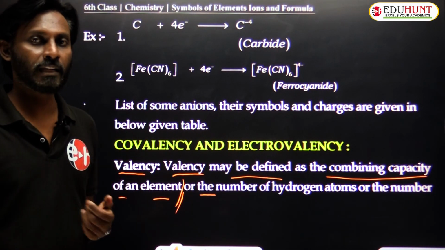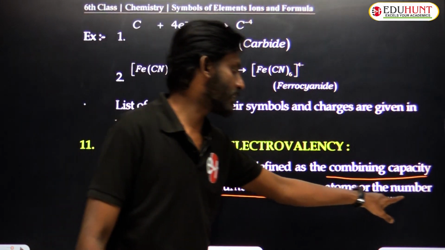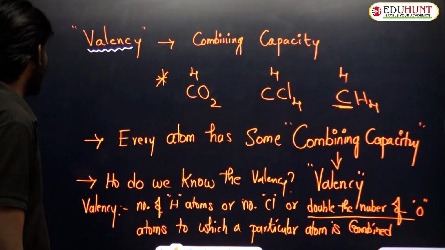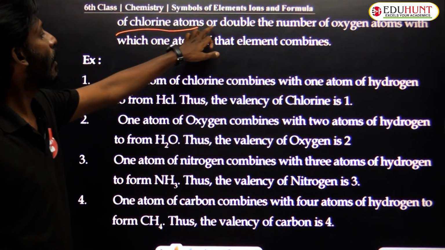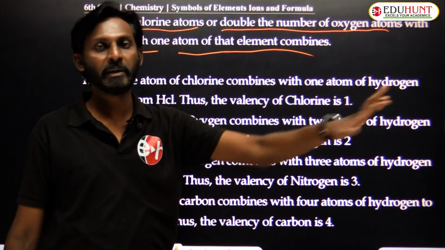The number of hydrogen atoms or the number of chlorine atoms or double the number of oxygen atoms with which one atom of an element combines.